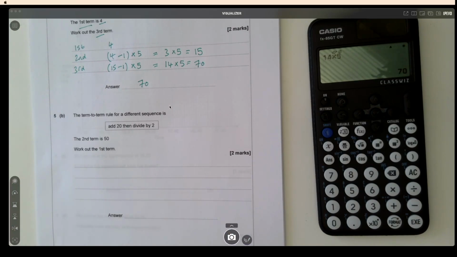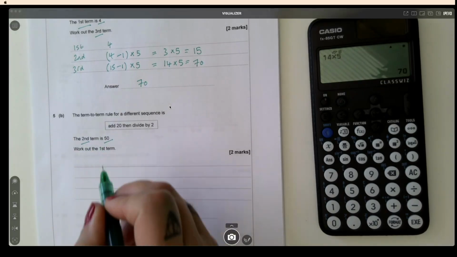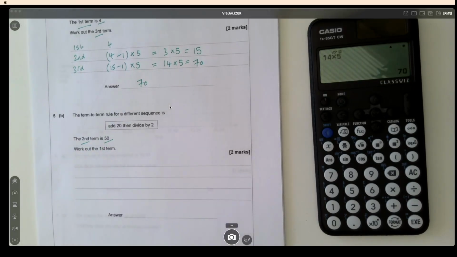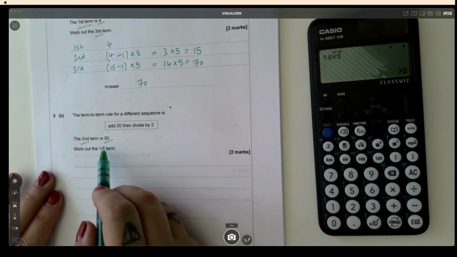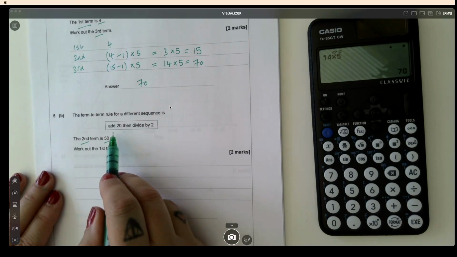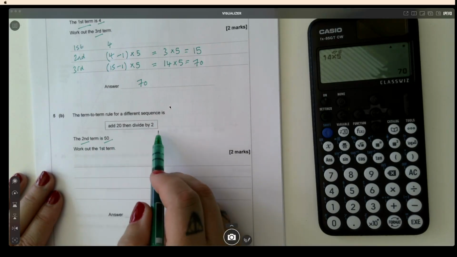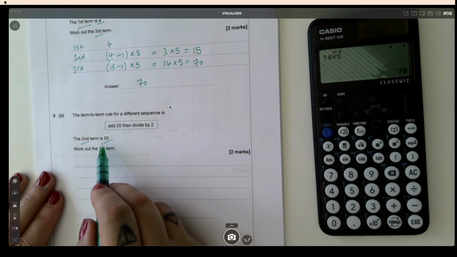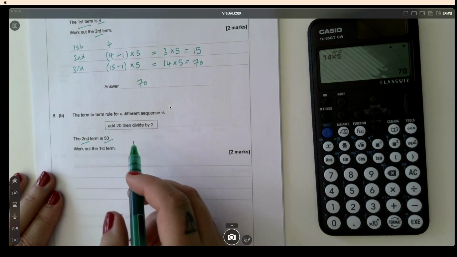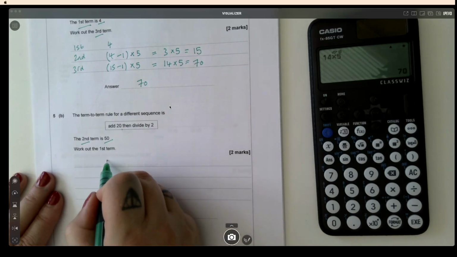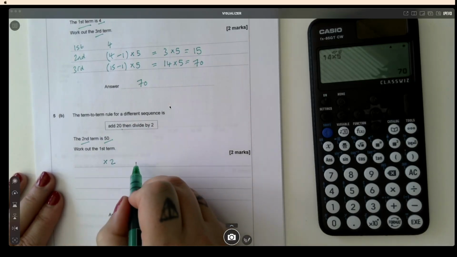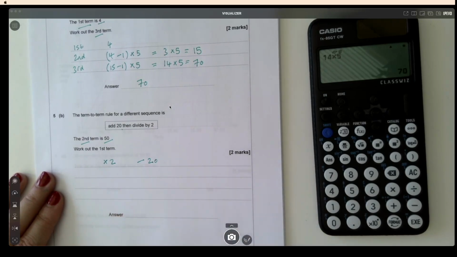5B. The term-to-term rule for a difference sequence is add 20, then divide by 2. The second term is 50, work out the first term, okay? So to get the second term, we would have done the first term, add 20, and then divide by 2. But we're given the second term, so we're going to do the opposite. So instead of adding 20 and then dividing by 2, we're going to multiply by 2 and then subtract 20.